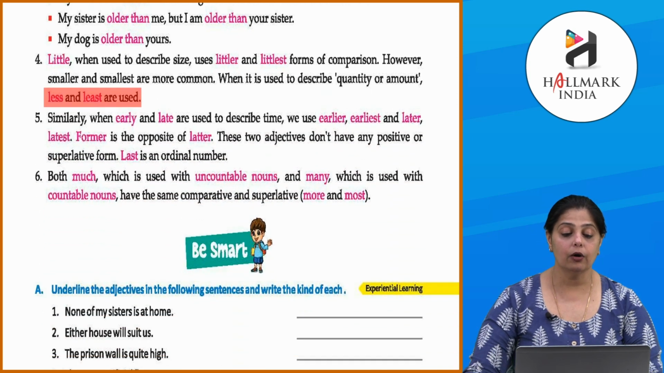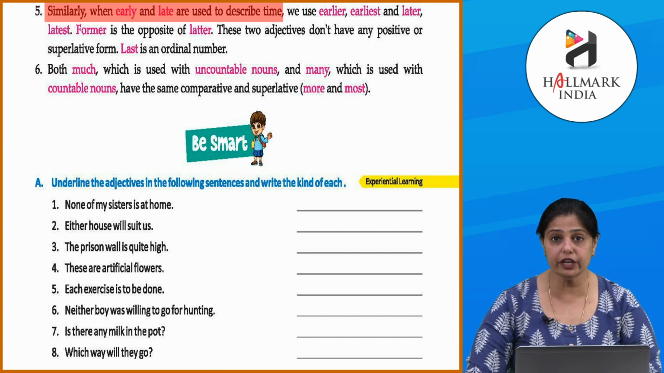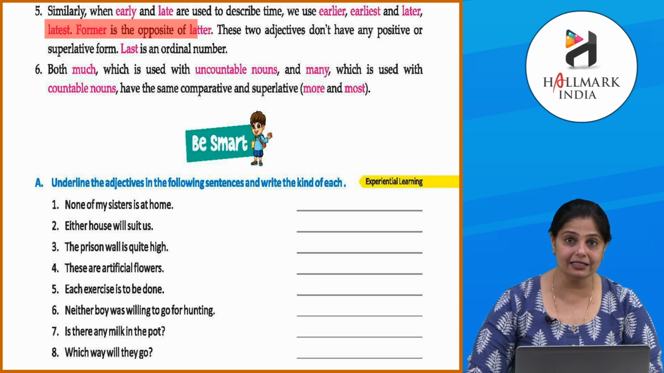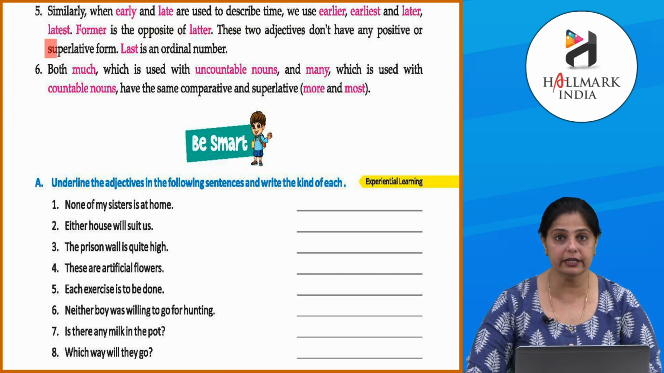Okay? Now, similarly, when early and late are used to describe time, we use earlier, earliest and later, latest. Former is the opposite of latter. Okay? These two adjectives don't have any positive and or superlative form. Last is an ordinal number.